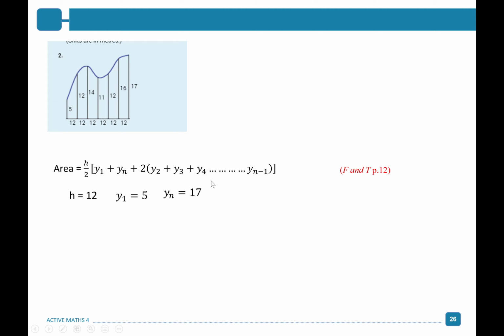Substituting these values into our formula and all of the remaining heights, we get our area is equal to 12 over 2 times 5 plus 17 plus 2 times 12 plus 14 plus 11 plus 12 plus 16. So I'm just adding all of those heights in between together. And putting this into our calculator, we get our area of 912 centimeters squared. In that question we were told that our unit is in centimeters, therefore my area is in centimeters squared as well.